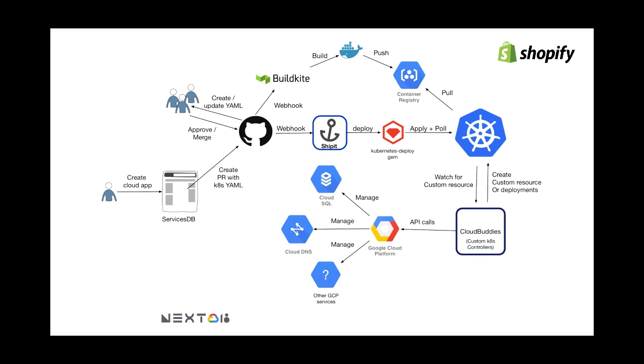Buildkite is not too unlike Google Cloud Container Builder, and we're going to run through what that looks like today. After an image is pushed up to GCR, we're going to deploy it with a tool called Shipit and a gem which we've open sourced called Kubernetes Deploy. So please go check that out. Once it hits Kubernetes, there's a lot more automation and magic that happens there with our cloud buddies. Our cloud buddies are the name for our custom Kubernetes controllers that help keep our cloud fluffy at Shopify.